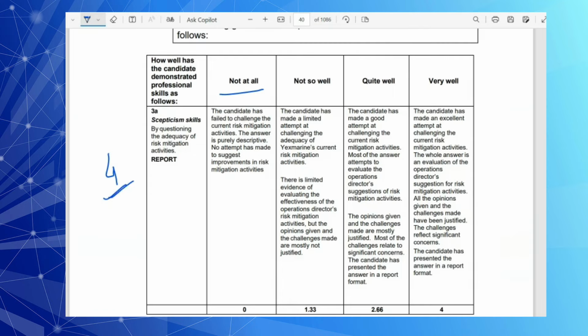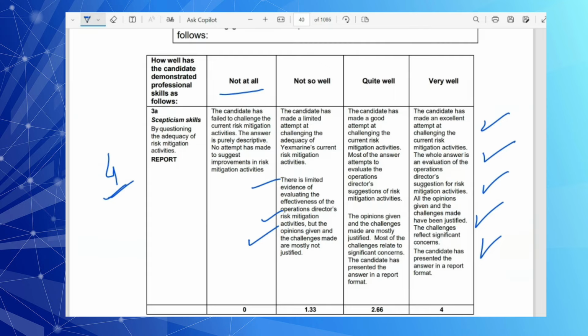But if you give a not so well answer, where there is only limited evidence of evaluating the effectiveness of the organization director's risk mitigation activity, and the opinion given and the challenges made are mostly not justified, then it is a not so well answer. So see what a very, very well answer is. If you follow these areas and give a correct understanding, the marker will understand you have previous knowledge, you have professional knowledge.